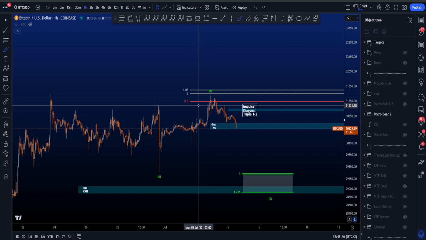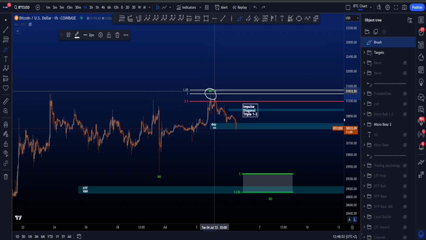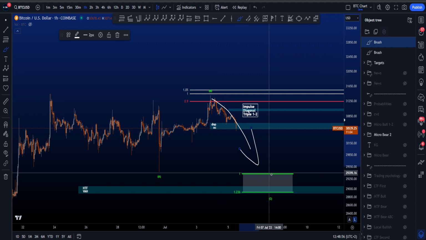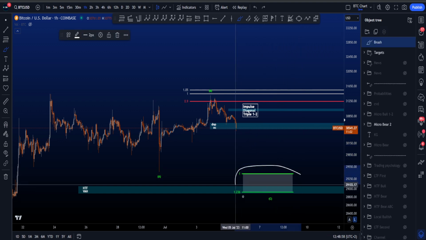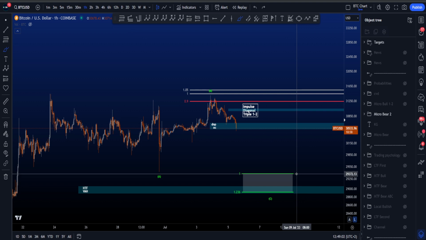But it is a valid potential regular flat, as price has hit the 0.9, which is a minimum target for a wave B in a regular flat, and then now you'd be looking for an impulsive structure to the downside, where then the target area is wave C, which is the same as wave Y, which is currently sitting between 29.4k and then 28.9k.